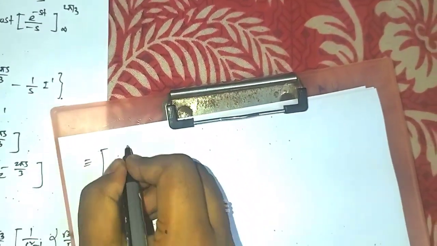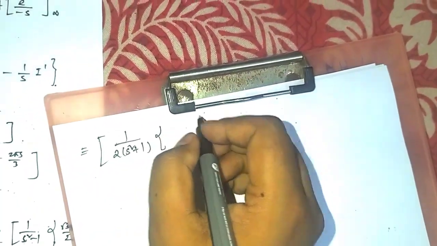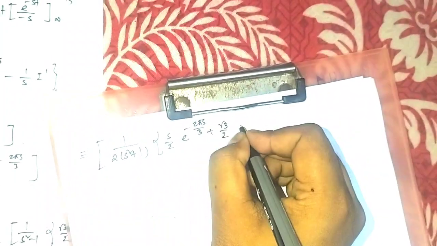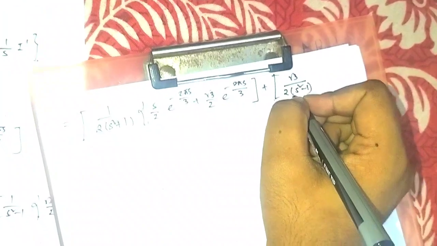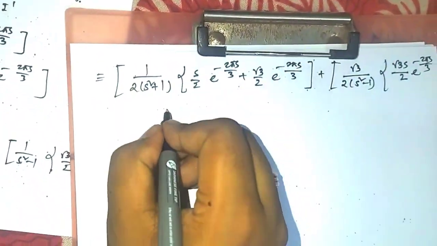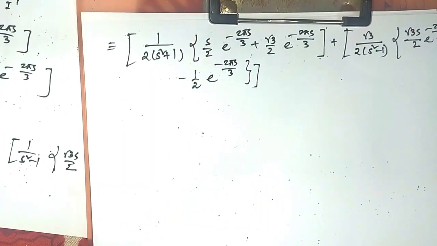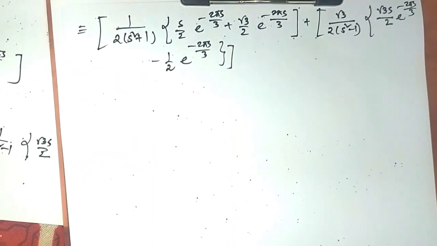Okay, now I will calculate this. Now we will get 1 by 2 into a square plus 1. Okay, second one starts: s by 2 e to the power minus 2 pi s by 3 plus root 3 by 2 e to the power minus 2 pi s by 3 plus root 3 by 2 into a square minus 1. So from here we will get root 3 s by 2 e to the power minus 2 pi s by 3 minus 1 by 2 e to the power minus 2 pi s by 3. Clear?